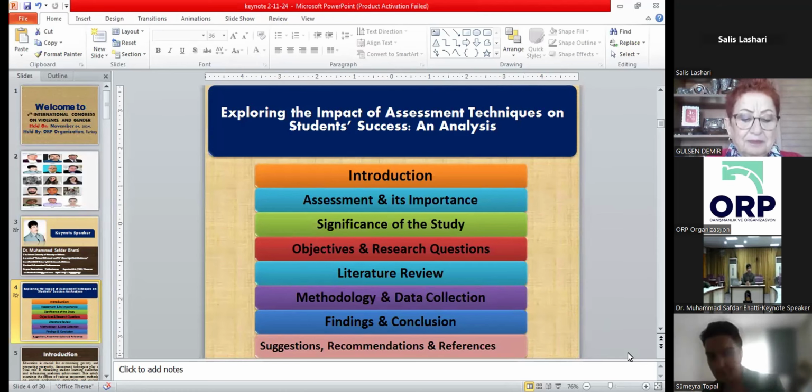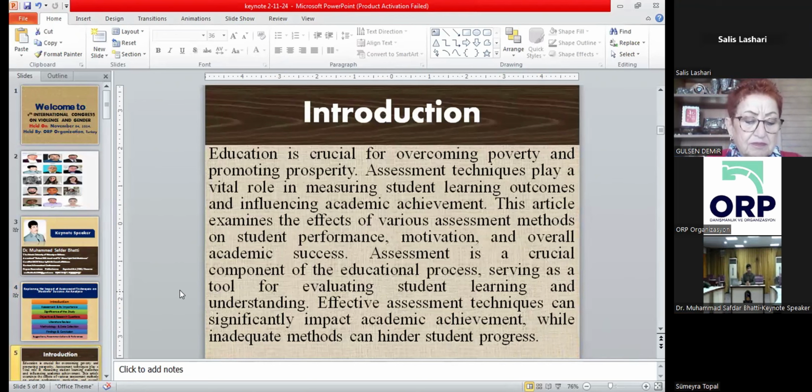The topic of my talk today is exploring the impact of assessment techniques on student success and analysis. And this is a brief sketch of my talk. Dear audience, education is crucial for overcoming poverty and promoting prosperity. Assessment techniques play a vital role in measuring students' learning outcomes and influencing academic achievement. The current study examines the effects of various assessment methods on student performance, motivation, and academic success.